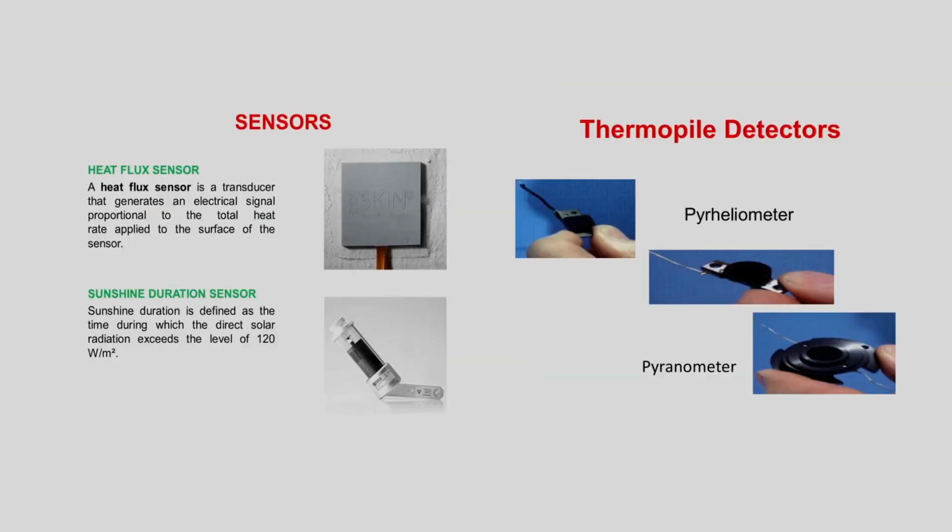So, this slide shows the different kinds of sensors used for radiation measurement. We can have heat flux sensors or thermopile detectors. The structure of those sensors can be seen. This is something like that, and heat flux sensors are something like that. And there are sunshine duration sensors which are available in the market. This kind of sensor is also used for measurement of brightness of the sun or sunshine duration.